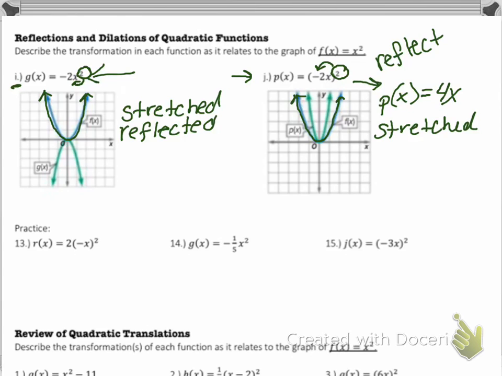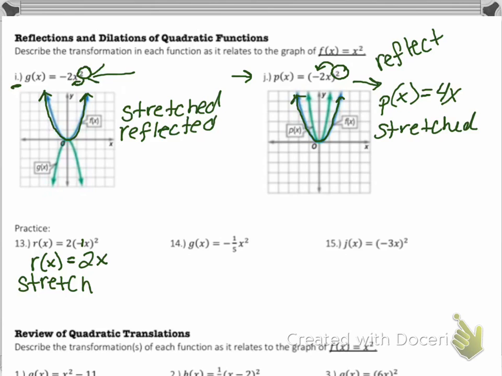It's not reflected. So looking at number 13, this practice here, I would actually simplify this. So the function r of x is equal to, now technically there's a negative 1 there. Well, if I square that, that's just going to be positive 1 and x. So this is just 2x. So it's not reflected, but it does have a stretch.